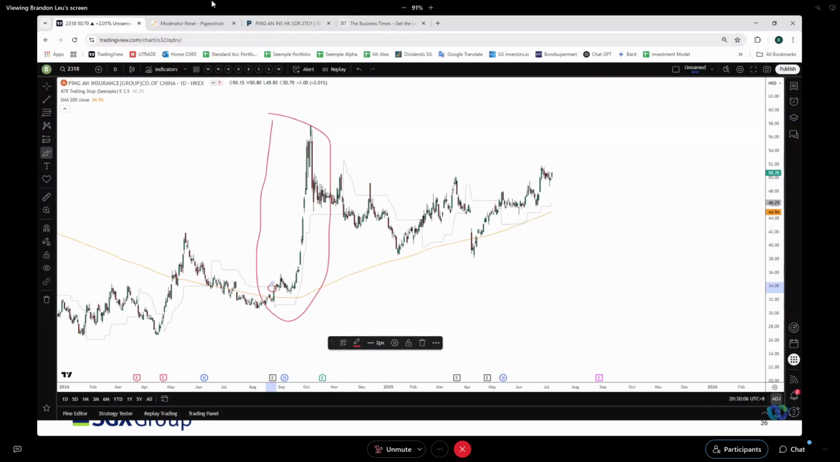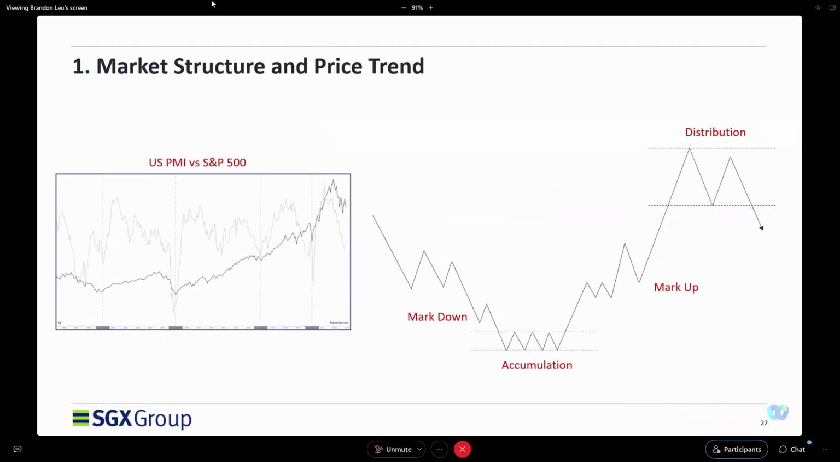Okay, all right. I will do a very quick recap of what we have learned today. The first thing, when we look at the price chart, be it a 15-minute or 1-day chart, we always look at where we are in the price cycle. Are we at a markdown? We're in accumulation, markup, or distribution?